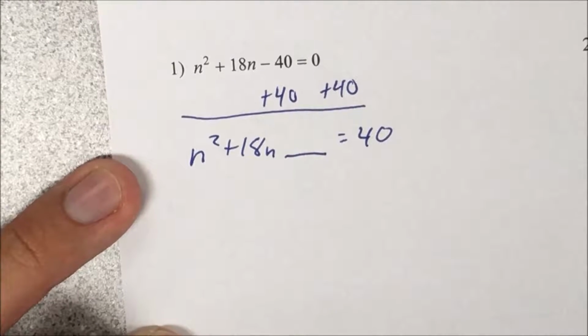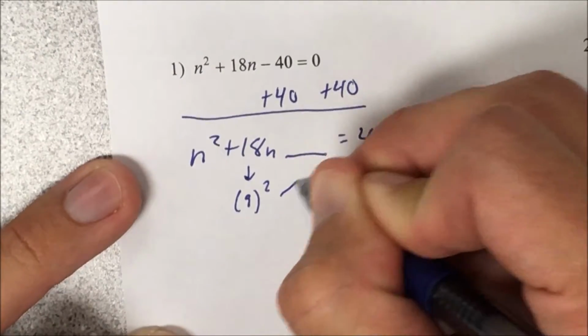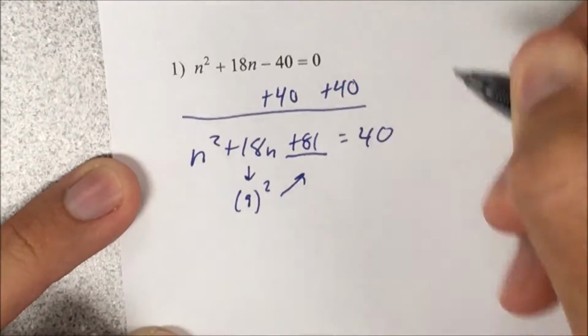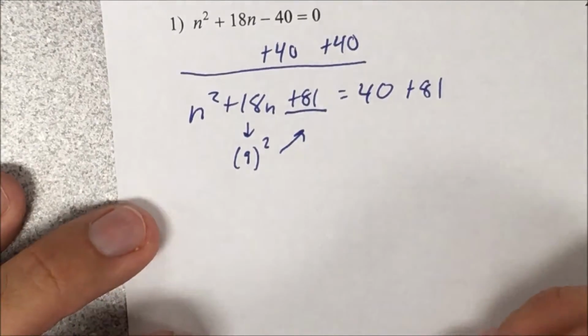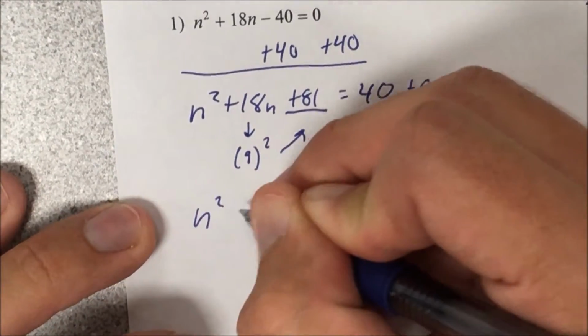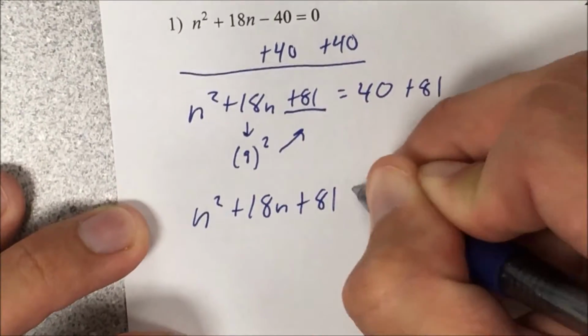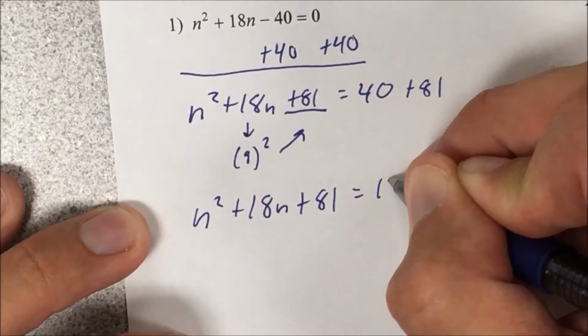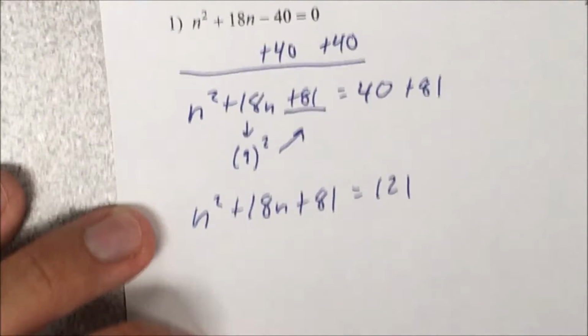Next step, I'm going to take half of the b term and square it. Half of the b term, half of that is 9. 9 squared is 81, and I'm going to add that to both sides. I'm then left with n squared plus 18n plus 81 equals 121. That's convenient. It's a perfect square, so that'll be good later on.